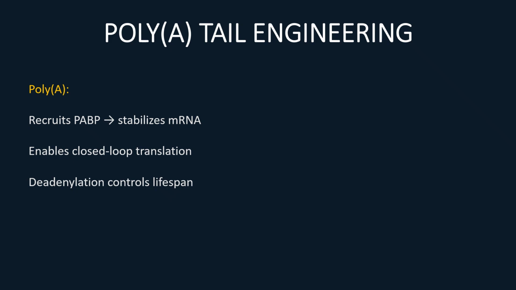So here is the really important part. The poly A tail is not permanent. Cells gradually shorten it over time, and once it becomes too short, the RNA is rapidly degraded. So it means the poly A tail is what determines how long the mRNA stays functional inside the cell.